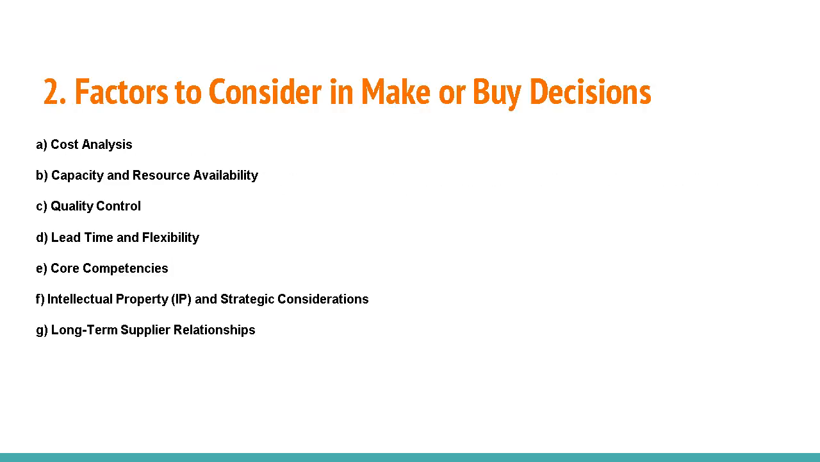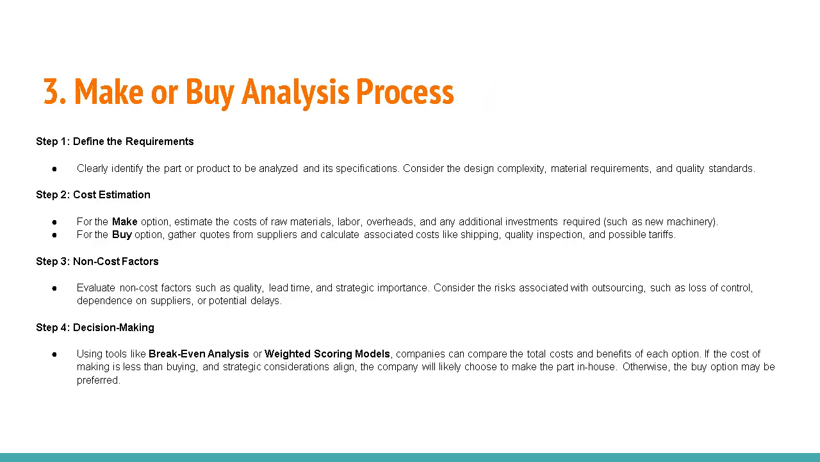So the second one is factors considered in a make or buy decision. The first one is cost analysis, capacity and resource availability, quality control, lead time, flexibility, core competencies, intellectual properties, long-term supplier relations. The third one is the make or buy analysis process. First, define the requirement. Clarify and identify the part or product to be analyzed with the specification, considering the design complexity, material requirement and quantity standards. The second one is cost estimation.